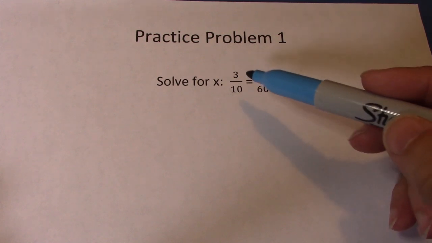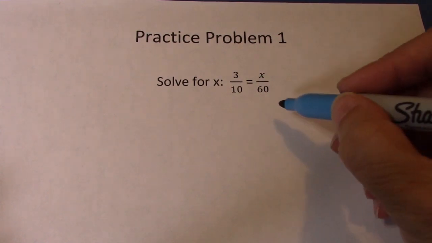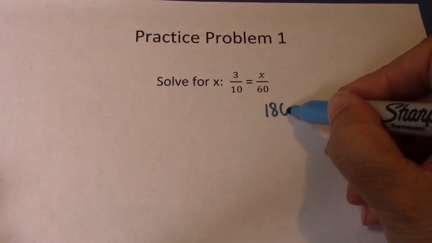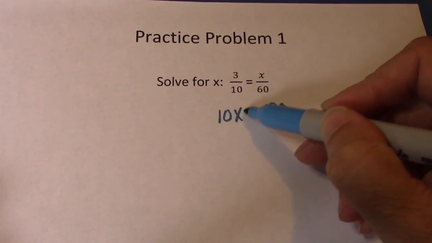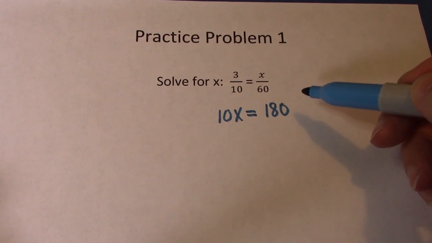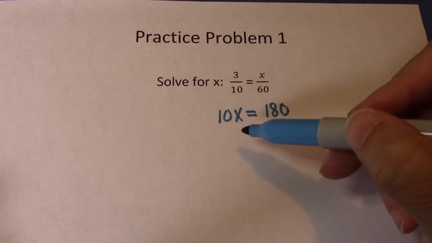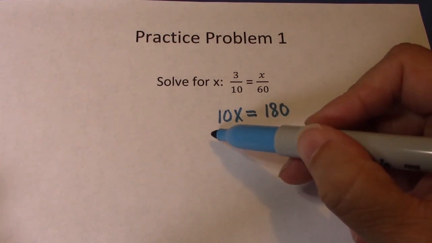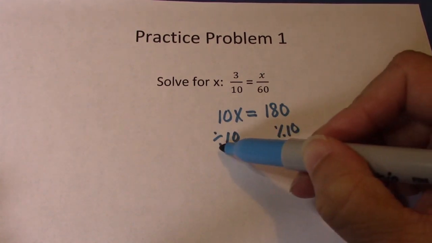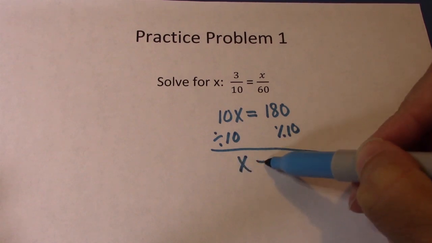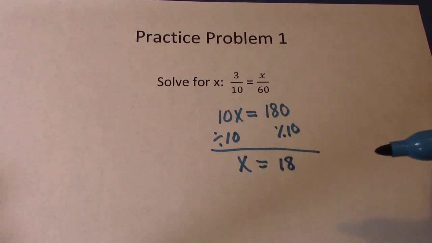So we'll first cross this way. 3 times 60 equals 180, and x times 10 is, of course, 10x. Bring down the equal sign. Now we have 10 times x, so we divide by 10 to get x all by itself. And I'll have x on this side equals 18.